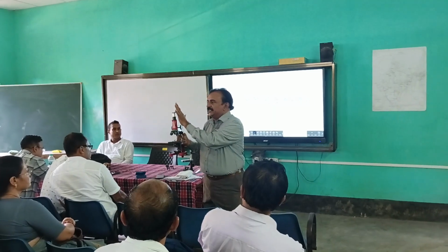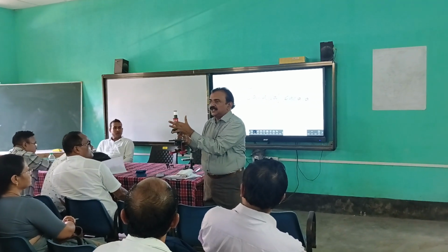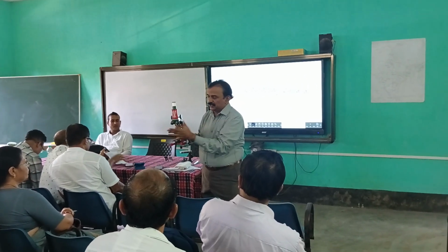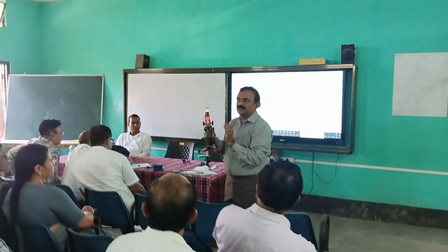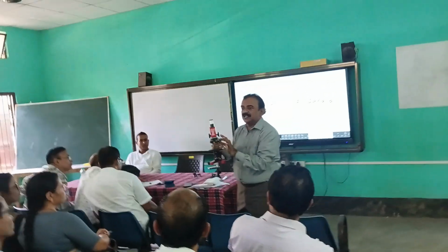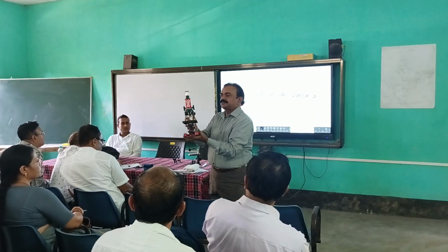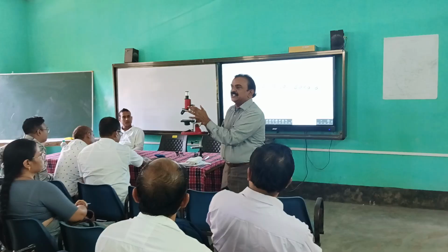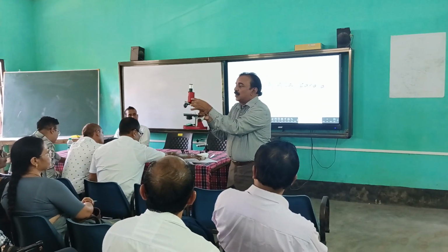So what is this one? Eyepiece, this is broad tube, this is body tube, and this is nose piece or revolving nose, and these two are called objective lenses. They have convex lenses. Objective lenses. Over. Next you are observing one and two. These are knobs.